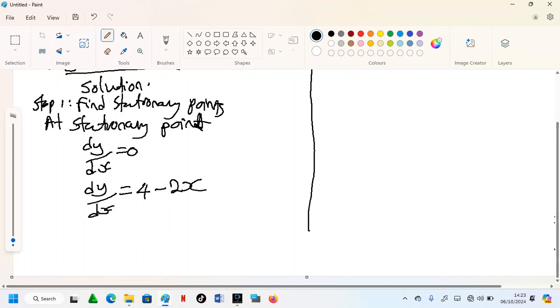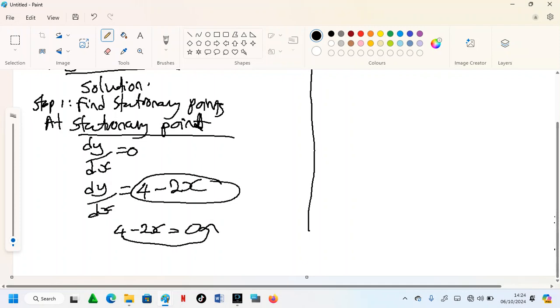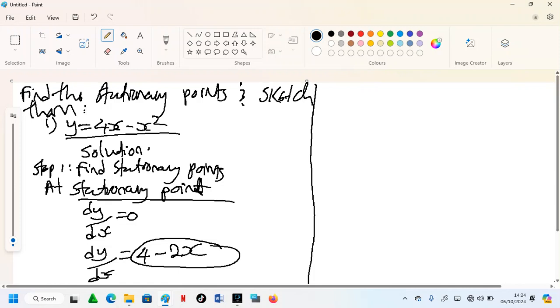At the stationary points, this dy/dx is supposed to be 0. So we just equate it to 0. So 4 minus 2x is 0. We take the 4 to the other side, so that negative 2x will be equal to negative 4, over negative 2. Then x becomes 2. So our turning point is when x is 2.